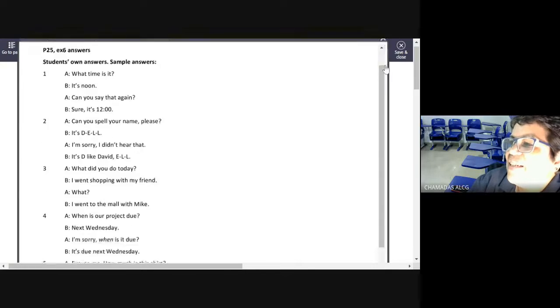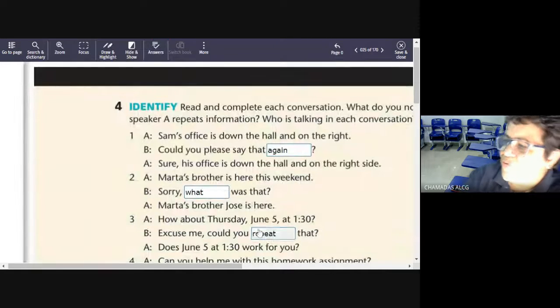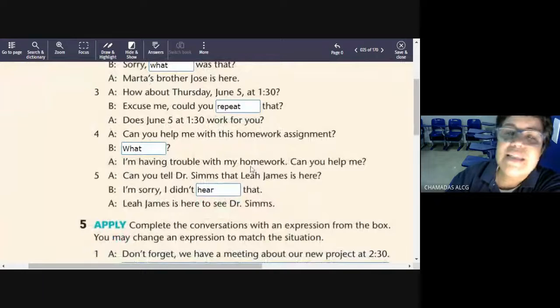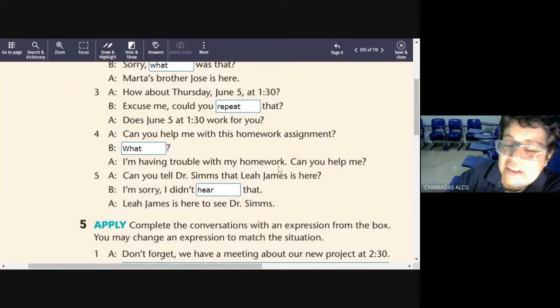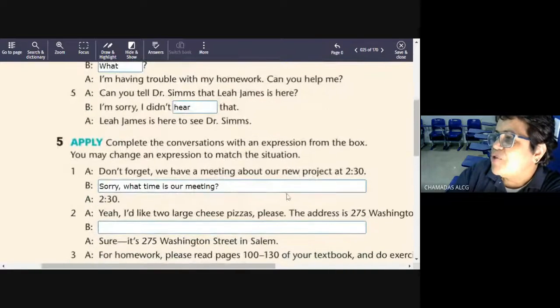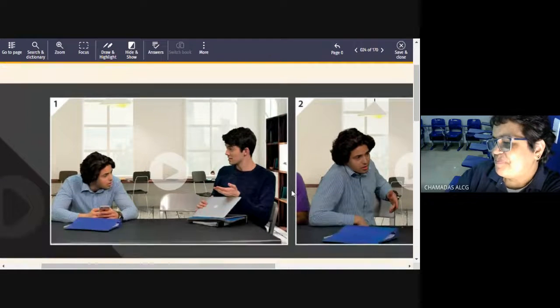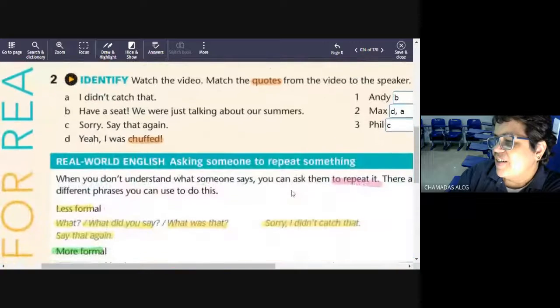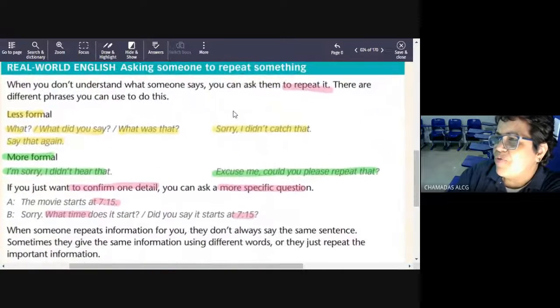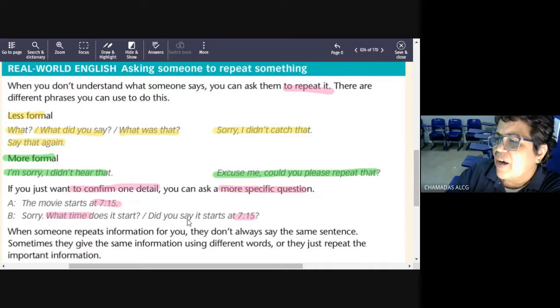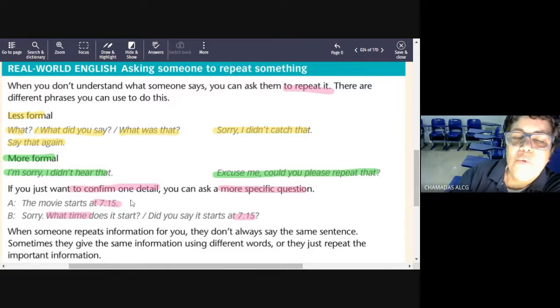All right. Closing here. So we finished unit 2.4. Asking someone to repeat something, right? Look, for those of you who arrived later, here we have the box with the tip, less formal, more formal, and to confirm one detail, okay?